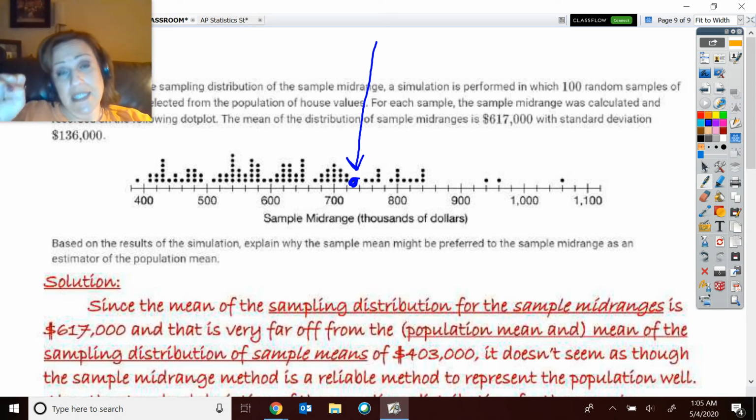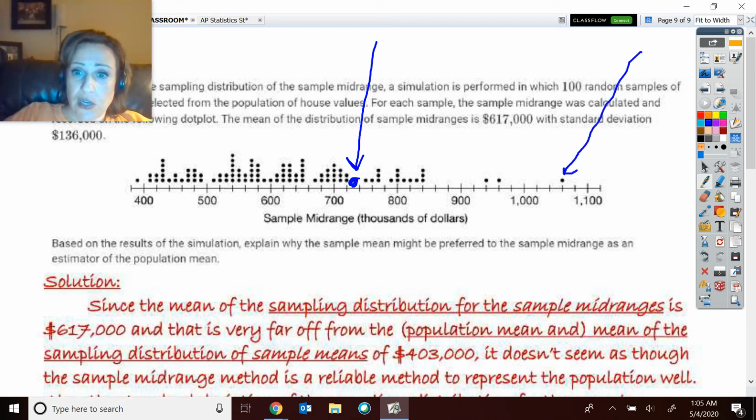The minimum and the max divided by 2 gave you that point right there. This point right here came from 40 homes, a random sample of 40 homes. Take the min, take the max, add them up, divide by 2. That's the sample mid-range. Okay.